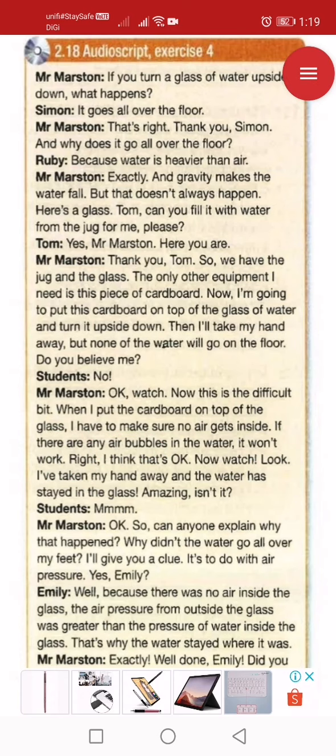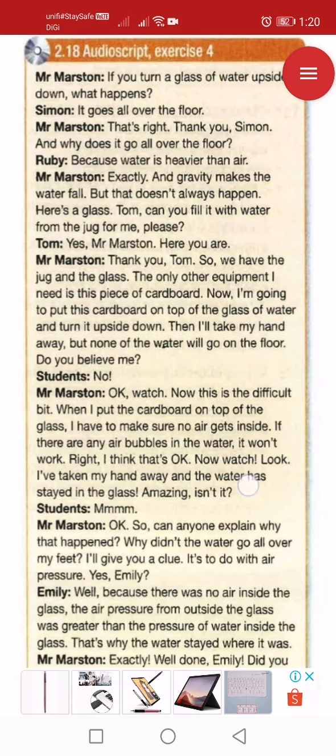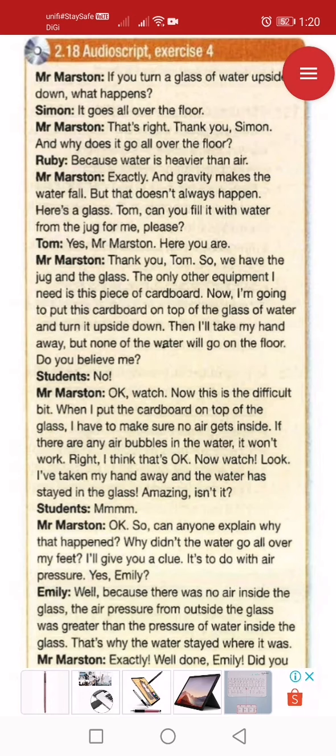Right, I think that's okay. Now watch, tengok. Look, I've taken my hand away. Saya tidak sentuh sudah benda itu. Itu maksudnya, take my hand away, maksudnya kamu tidak sentuh lagi benda itu. And the water has stayed, okay? Air itu tinggal di dalam gelas itu, dia tidak tumpah. Amazing, isn't it? Great, good kan? Macam wow, begitu.